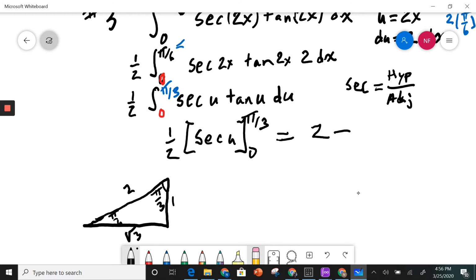Minus, then we put in 0. Well, if we're at 0, cosine of 0 is 1. So the reciprocal of that would also be 1. So remember, we evaluate this, we plug this in, minus, so we're taking secant of pi over 3 minus secant of 0. So that's 2 minus 1. And then lastly, we would have to multiply that by a half because we got this half on the outside here. So that is going to give us just our answer of 1/2.